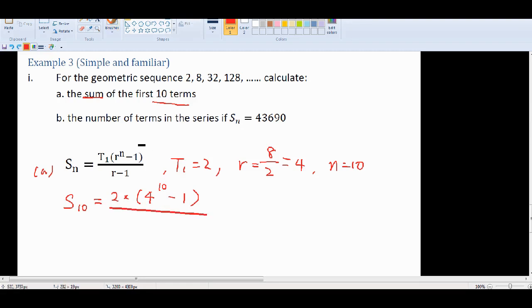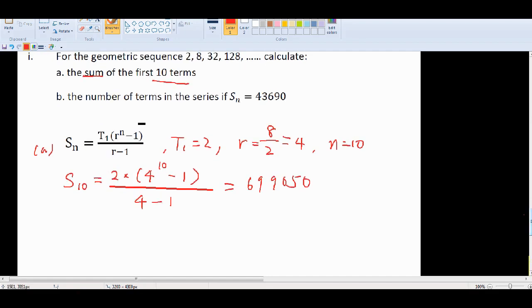divided by 4 minus 1. So I will save you the trouble of using the calculator. So it just equals this one. You must use the calculator. For the number of terms in part B, again, like what we've done before, you're going to find that power n.